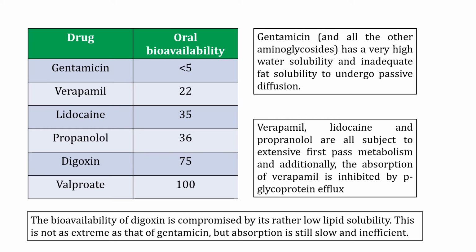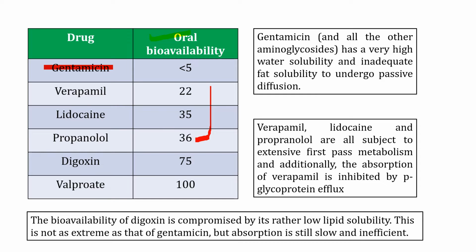This is a chart showing the factors affecting oral bioavailability, and you can see some drugs have low oral bioavailability. Gentamicin is one of them. You will not find any oral dose of gentamicin on the market, because gentamicin has a very high water solubility and inadequate fat solubility to undergo passive diffusion from the GI tract. That's why its oral bioavailability is less than 5%, and it is generally given as intramuscular or IV doses. Other drugs like verapamil, lidocaine, and propranolol are all subject to extensive first-pass metabolism.